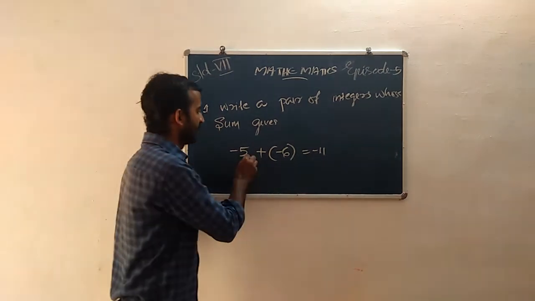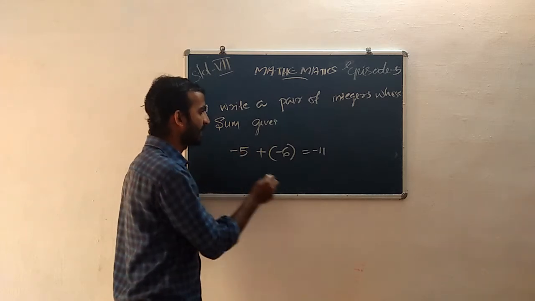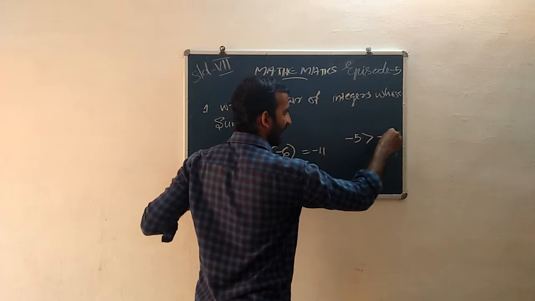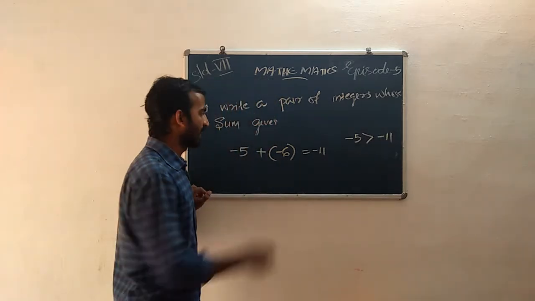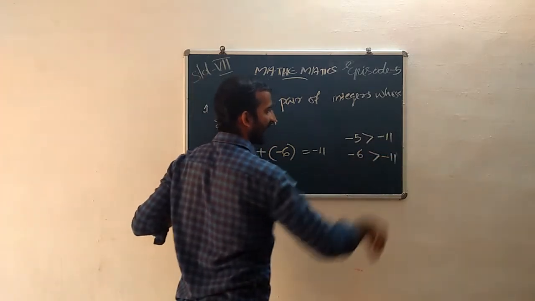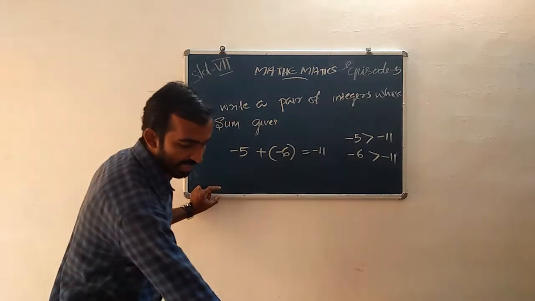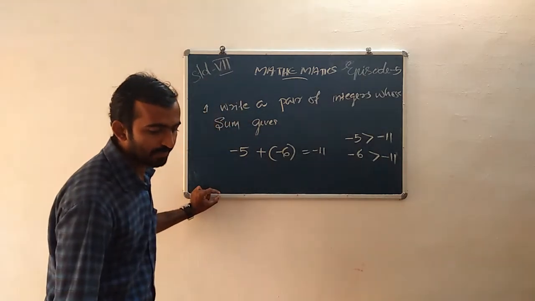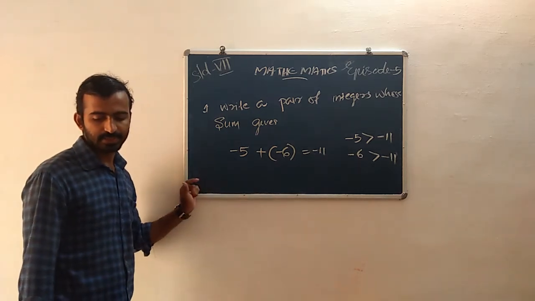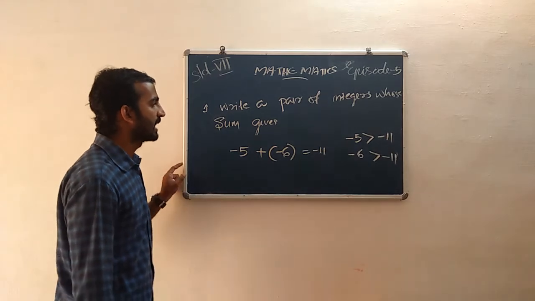Here we can see -5 is greater than -11, and also -6 is greater than -11. That is, our statement is an integer smaller than both the integers. Is it correct? Okay, this is the answer.